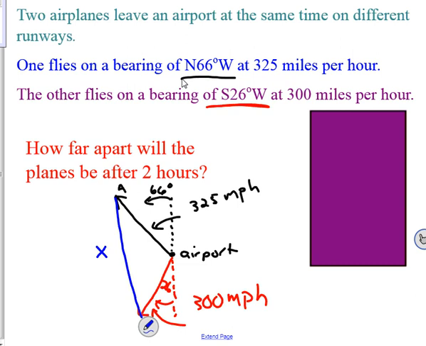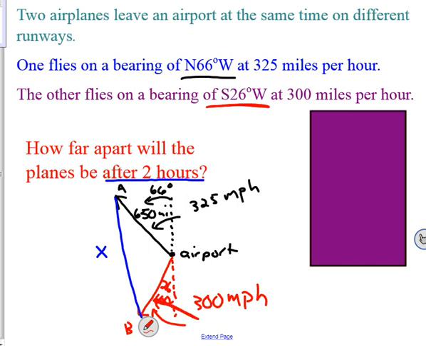Okay, so again, pause and think about what other information I can get from this problem and how I would use it. So hopefully, if you're thinking about this, after 2 hours, that's the piece of information I haven't used very much. I want to think about after 2 hours, plane A will have gone how far? If it's going 325 miles per hour, in 2 hours, it will go 650 miles.